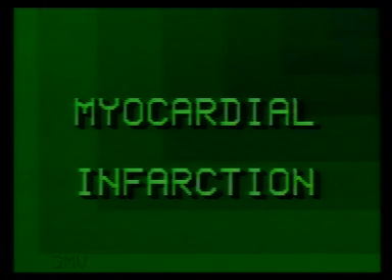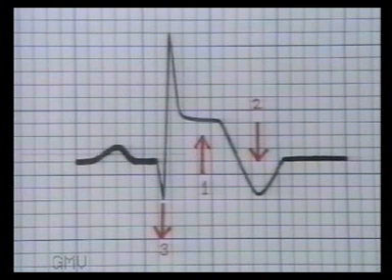Myocardial infarction produces three basic changes in the leads facing the infarcted wall. Number 1, elevation of the ST segment indicating zone of injury. Number 2, inversion of the T wave indicating the effect of surrounding ischemic zone. And number 3, a deep and wide Q wave indicating the zone of infarct or dead muscle. These are the three cardinal signs on ECG in acute myocardial infarction.